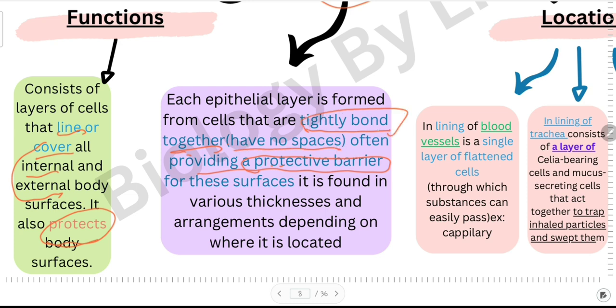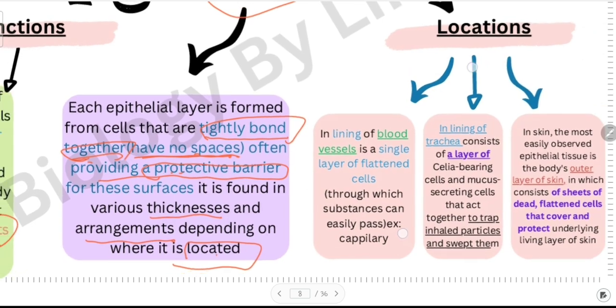When we say that they are tightly bound together, it means they have no spaces between them, which is completely the opposite of the connective tissue that has spaces between them. And it's found in various thicknesses, and the arrangement depends on the location of where they are located. So some of them have only a single layer thickness, or some of them can be more than one layer in thickness, and also their arrangement varies.